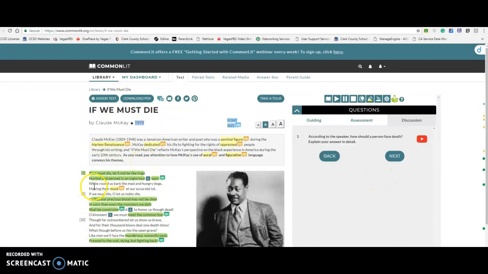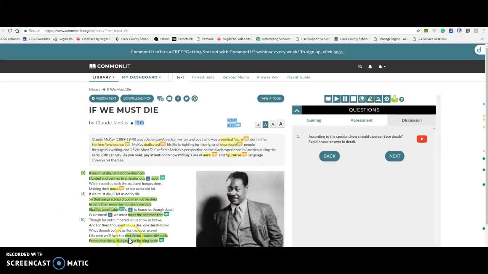So the first phrase is, "If we must die, let it not be like hogs, hunted and penned in an inglorious spot." So that's pretty important. So I went ahead and highlighted that. Okay. And again, this is going to be green because it's textual evidence. And then you add a sticky note. What does this mean? Why is this important? This means that we should die with honor, that it should not be a shameful death.